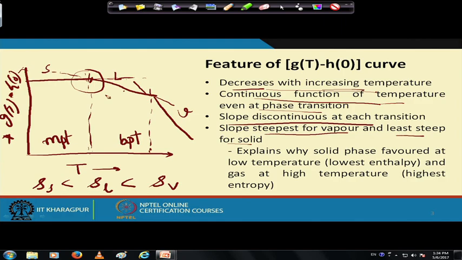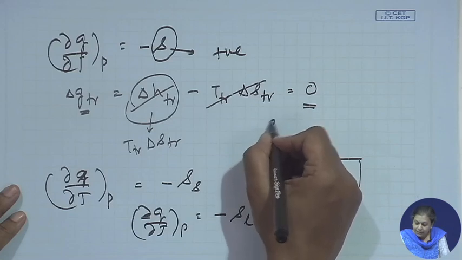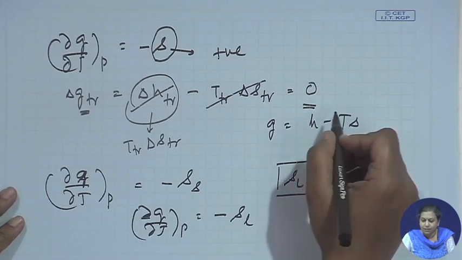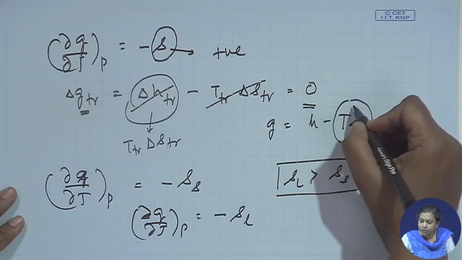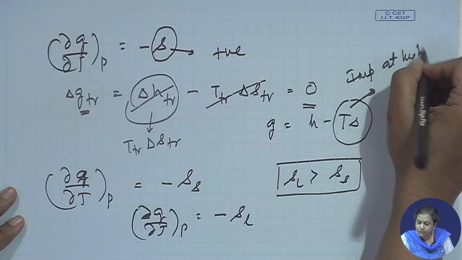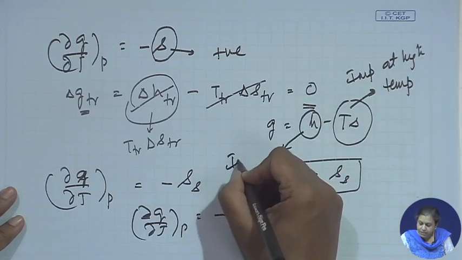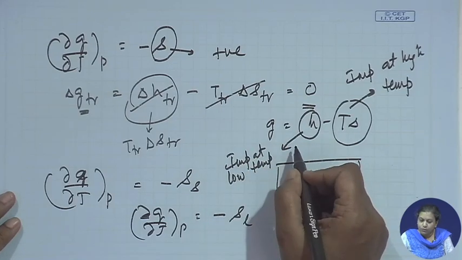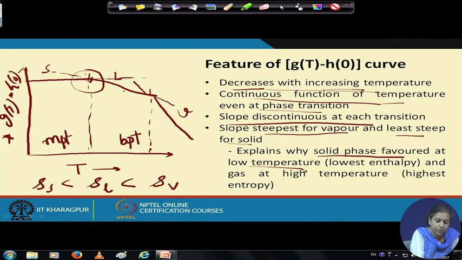And if we recall once more, I would like to say that G is nothing but equal to H minus TS. As I had already discussed earlier, since S is associated with T, this particular term becomes important at high temperature. This we had already discussed earlier, and naturally this particular term is important at low temperature. So therefore, what do we conclude? We conclude that a solid phase is favored at low temperature. Why?